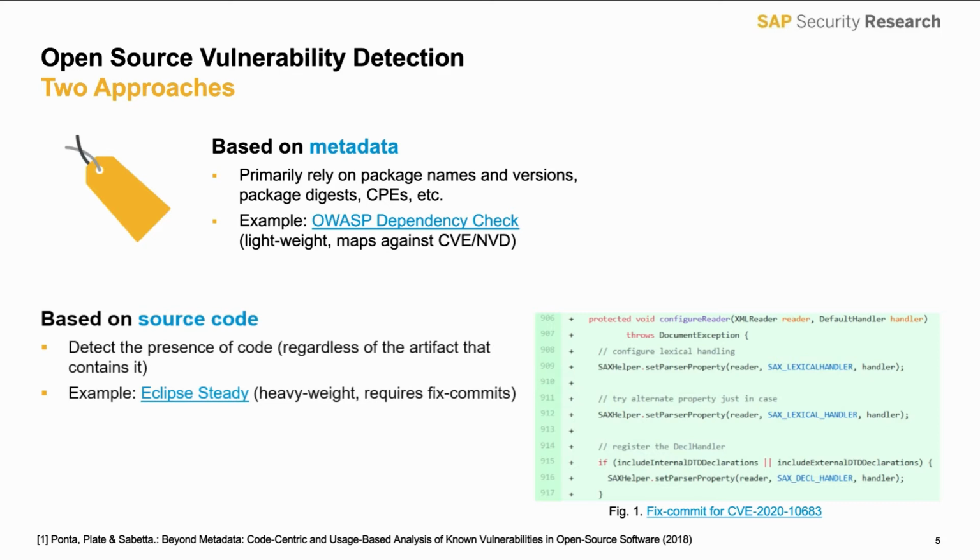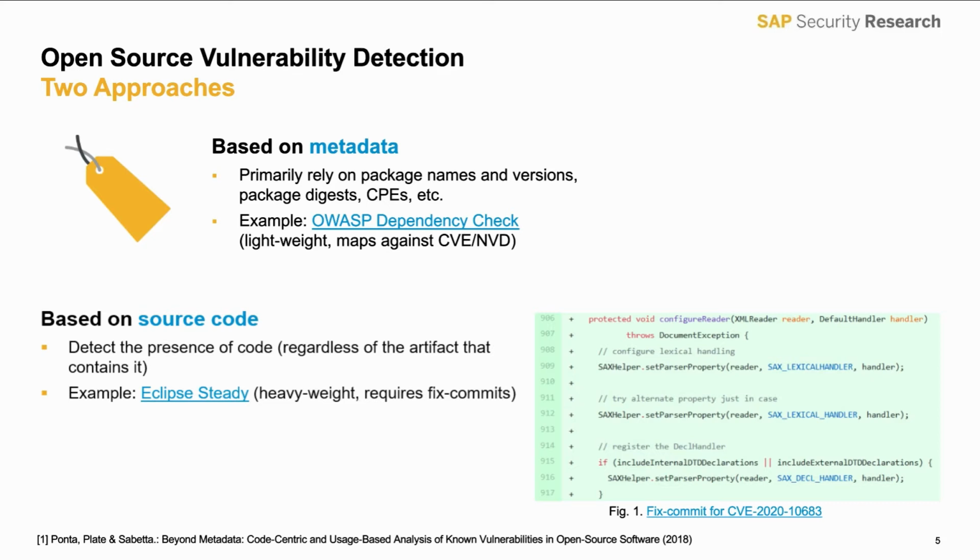Now, the advantage of this approach is that it is rather lightweight. For example, OWASP dependency check is a standalone tool that one can download, synchronize against the MVD rather efficiently, and then run against their own project. The downside is that accuracy is not very good, and for the reasons I explained before, OWASP dependency check has quite a few false positives and false negatives.